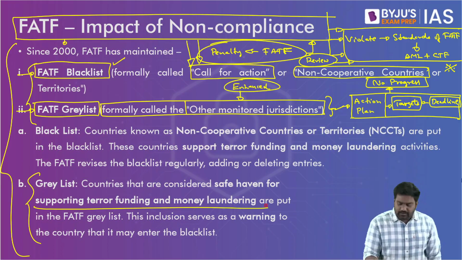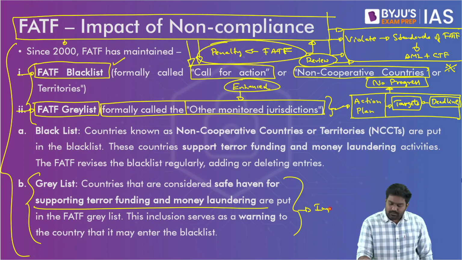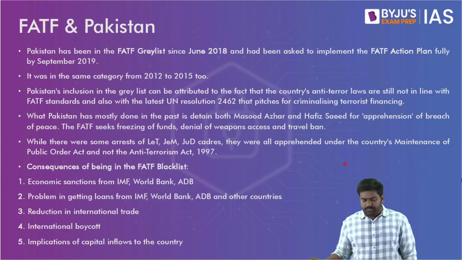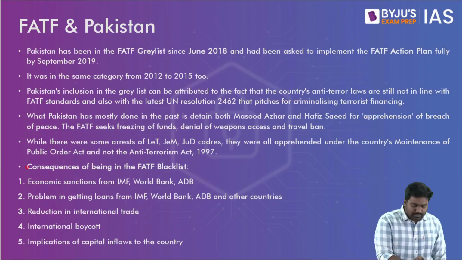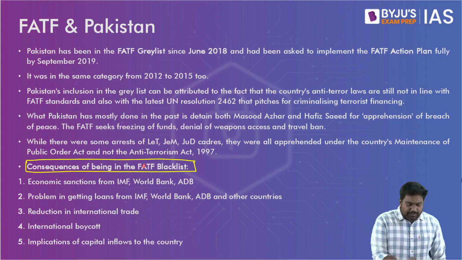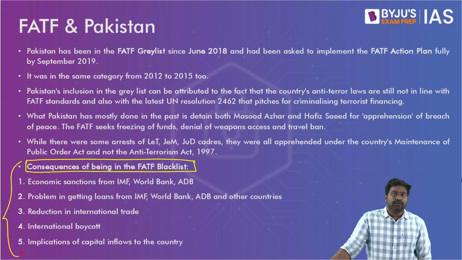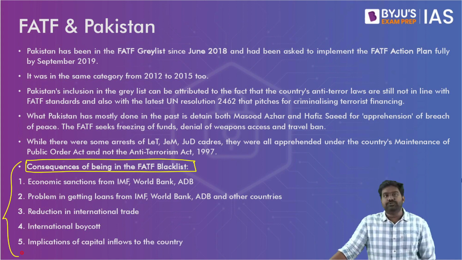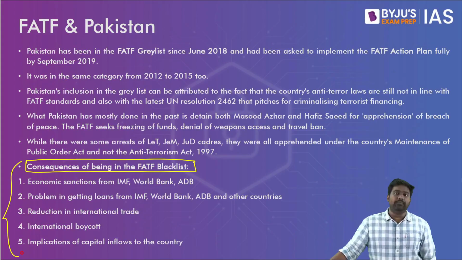Getting grey listed itself will have an impact. But getting blacklisted is going to cripple that country's economy. Is that clear? So let's see what happens when FATF takes this action. If you're grey listed by FATF, that itself becomes a black mark. Investors will stop investing in your country. Those who are giving loans, they'll stop giving you loans. Right? They'll become hesitant. If you're not following these standards, it means you're allowing money laundering to happen, terror financing to continue. So just getting grey listed is enough to have an economic impact.